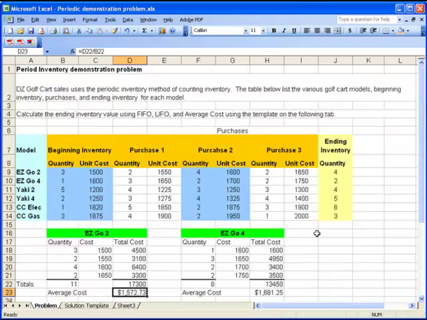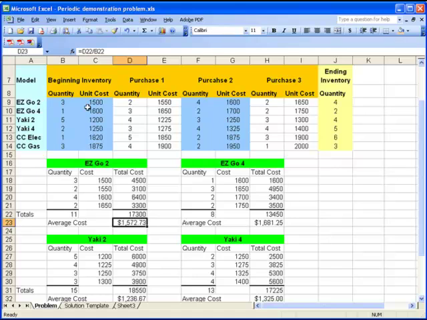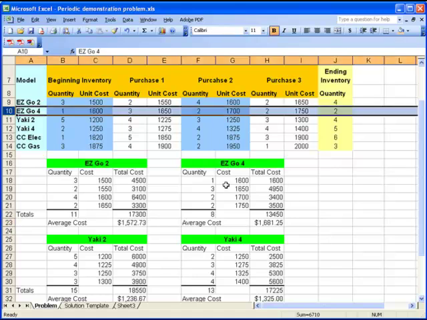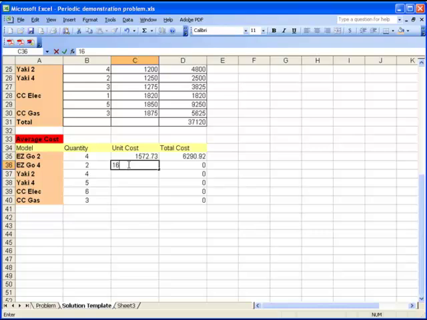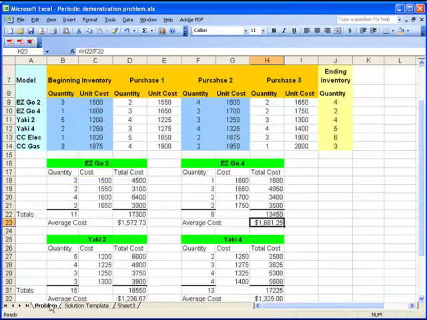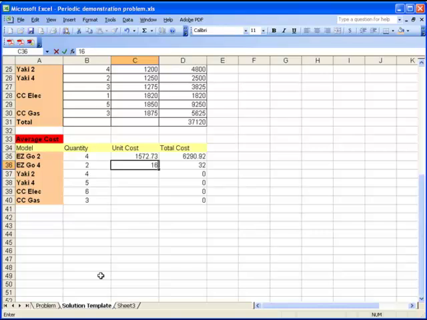So here in the problem, we have our E-Z-GO 4. I've transferred this information down to here. I've added up my total cost. I've added up my total units available, did the math, and it's $1681.25. So I transfer that here, $1681.25. Okay, and then I take that simply by the 2 that are left in inventory to get my total ending inventory value for the E-Z-GO 4s of $3362.50.